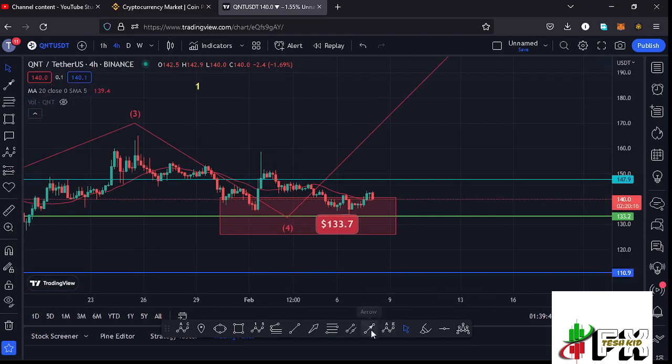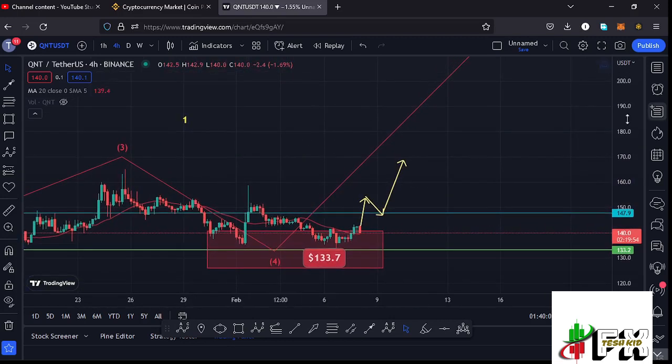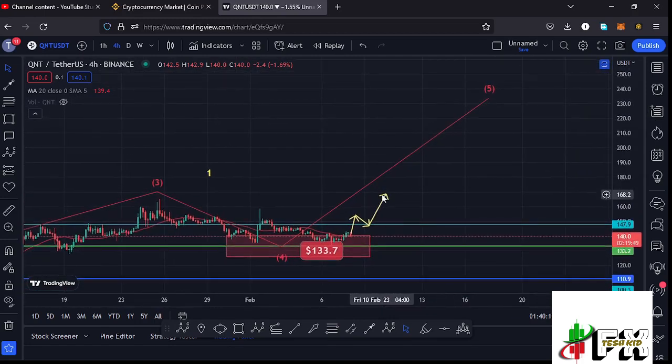And given the support of the 20-day MA, whatever we can expect next is a bounce to the upside, manage to break above the key area of resistance at around the $147.9 mark. And once that happens, I'll be expecting to see a retest, then continue pushing even higher, see a break above the wave 3 high, which lies at around the $165.5 mark. And once that happens, then that will be enough confirmation that whatever we are seeing is the bounce to the upside in the formation of that wave 5.